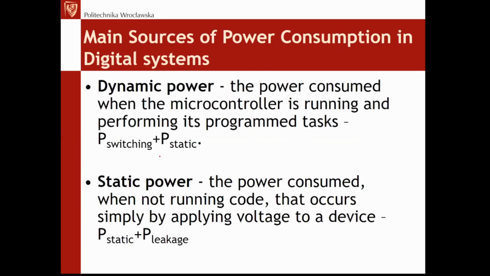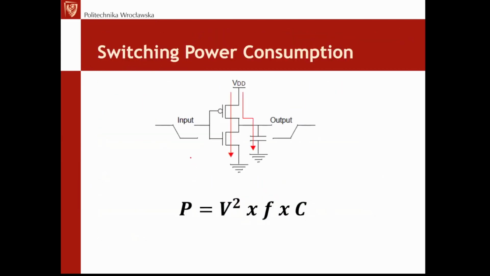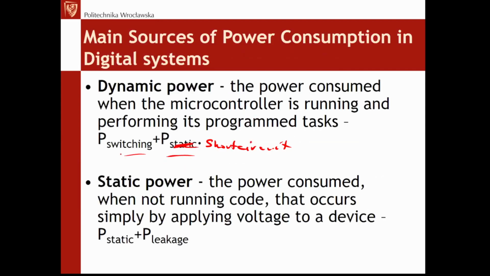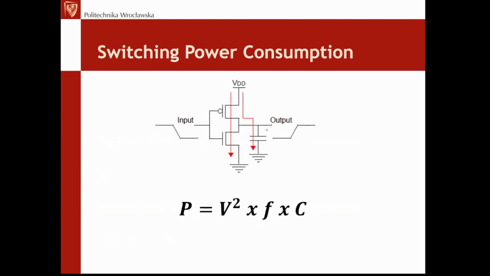So the dynamic power, the switching and the short circuit, and the static power, which is the power supply or the bias current, and the leakage itself. In case of the switching, we talked about it last time. So we need to charge the gates of the next stages. But that's about the switching itself.